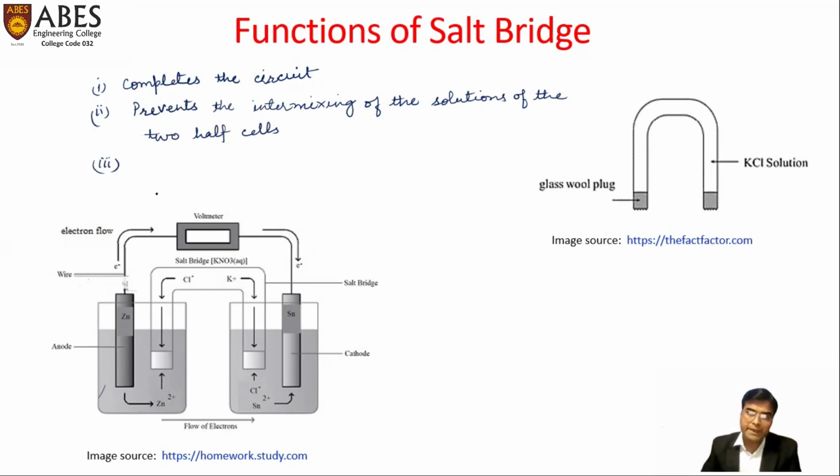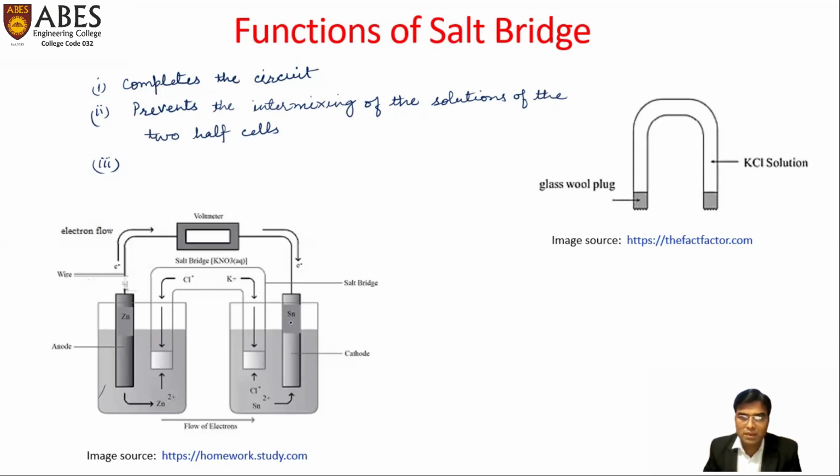Third, it maintains the electrical neutrality in both the solutions. For example, it can be understood by this picture. This is the salt bridge where we have zinc anode and the tin cathode. So when zinc is oxidized, it generates Zn2 plus ions which go into the solution. And because cations are increasing in the solution, anions have to reach from the salt bridge to the oxidation half cell solution, so that they can be counterbalanced. So this is how it maintains the electrical neutrality.